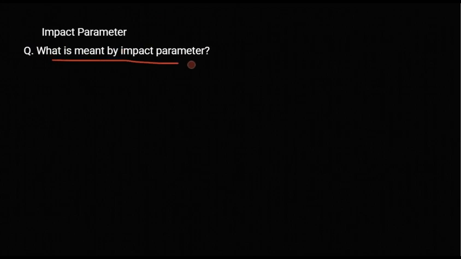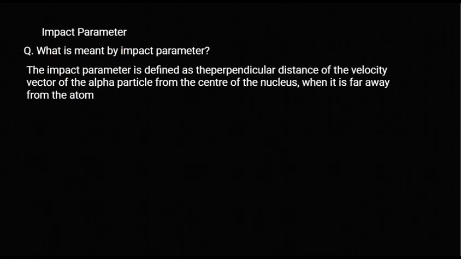So what is the impact parameter? The impact parameter is defined as the perpendicular distance of the velocity vector of the alpha particle from the center of the nucleus when it is far away from the atom.